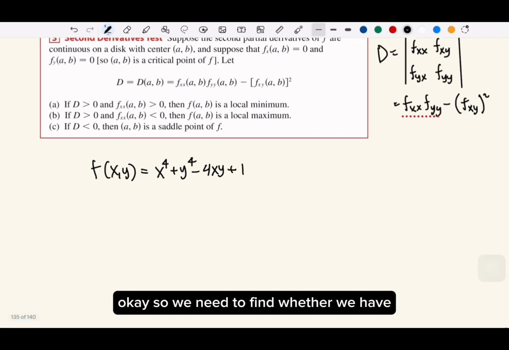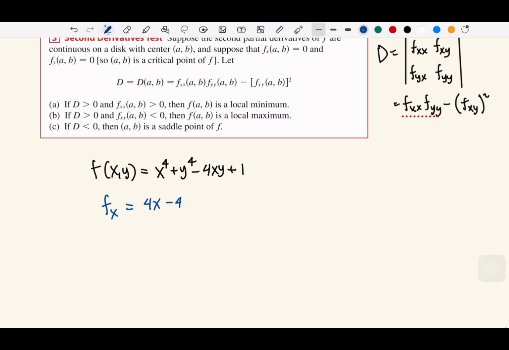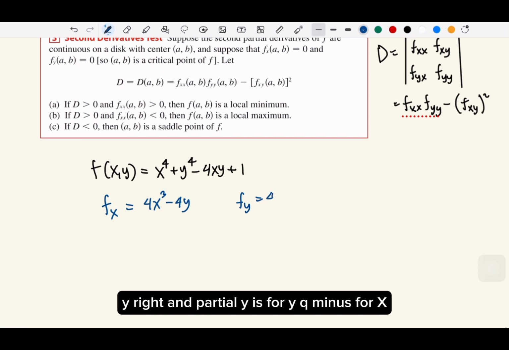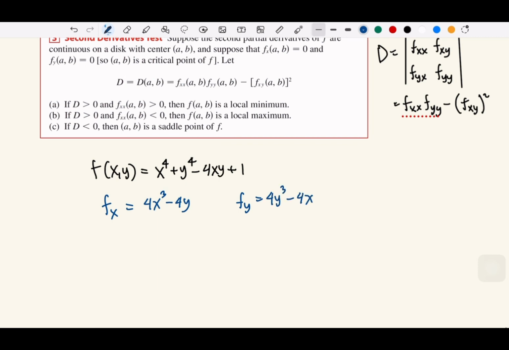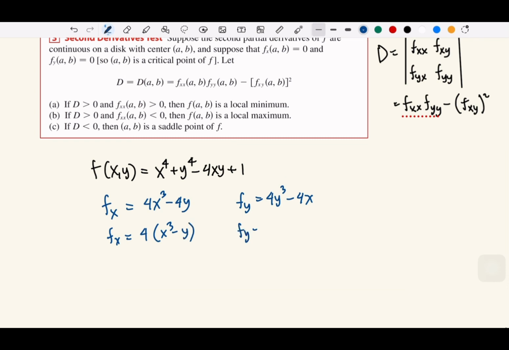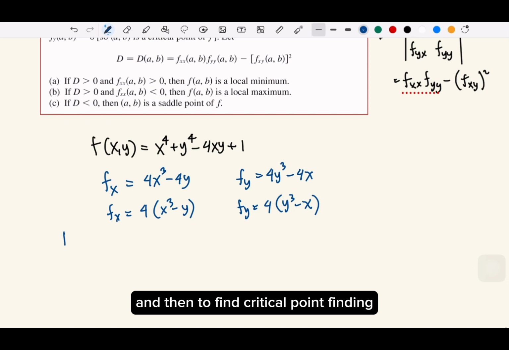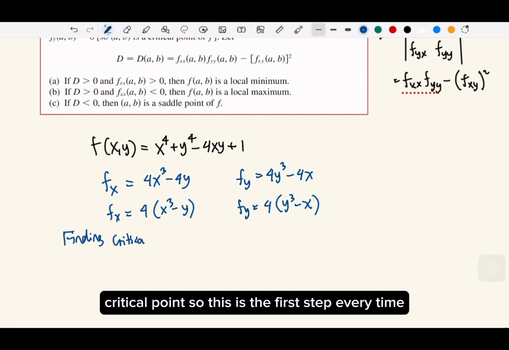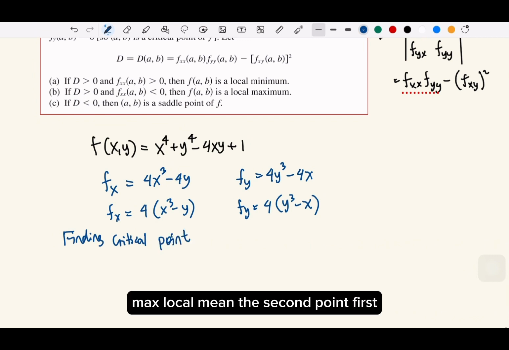Okay, so we need to find whether we have local max, local min, or saddle points. So first is taking the partial for x. So 4x cubed minus 4y, right? And partial y is 4y cubed minus 4x. So we can write this as 4 times (x cubed minus y), and the other is also the same, y cubed minus x. And then to find the critical point, this is the first step every time. Every time you need to check the local max, local min, the saddle point, first find the critical point.